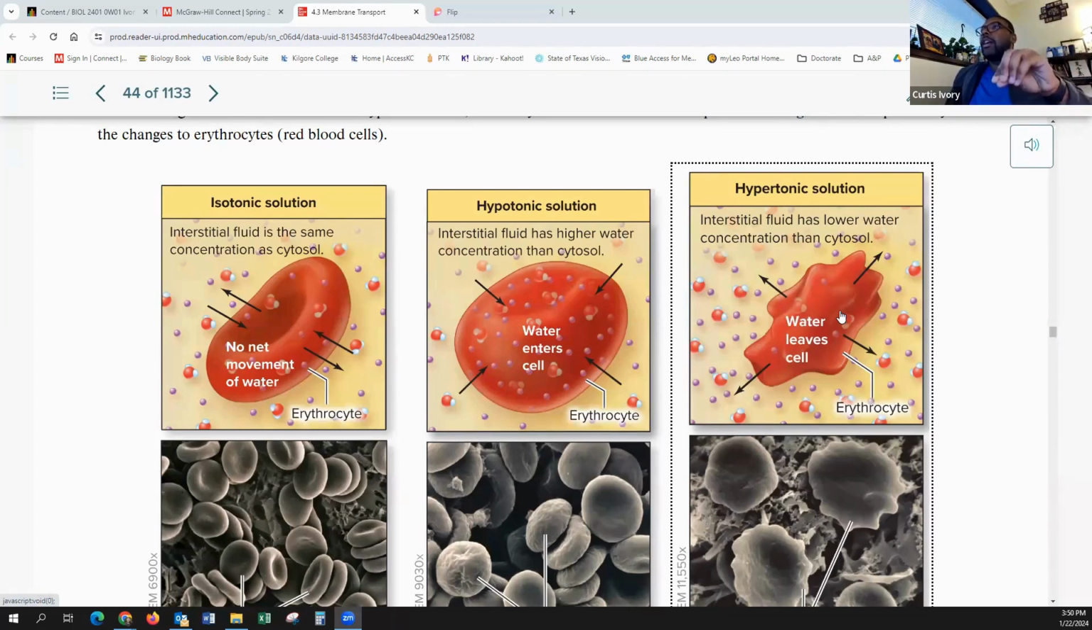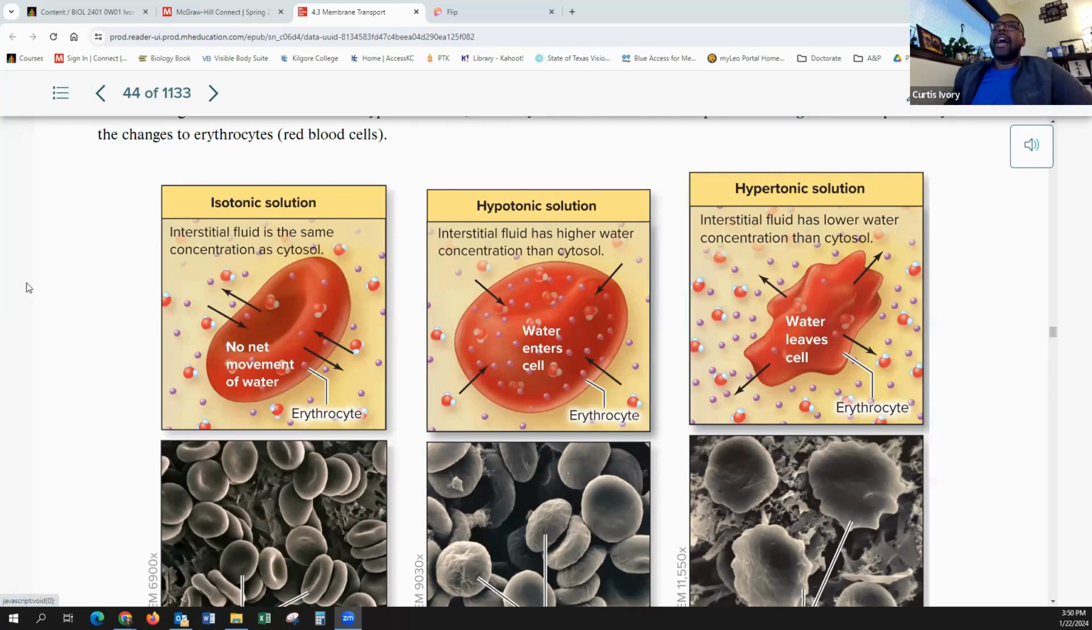This is important when it comes to like IV bags. IV bags or intravenous bags that you get at the hospital where they have to start an IV, especially like with saline solution. Saline solution has like a 0.9 salt concentration. It's the same concentration of our bloodstream.